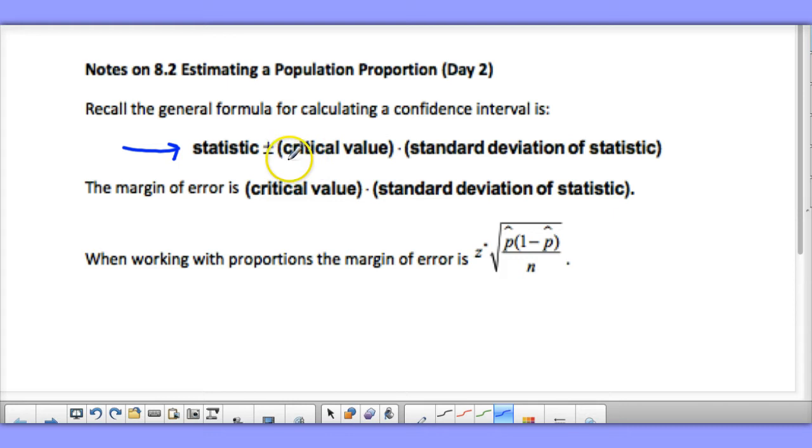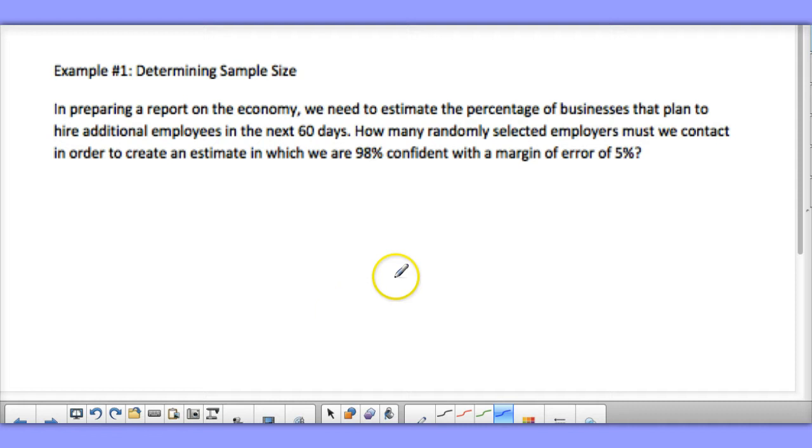Our margin of error is based on our critical value, that's our z-star value, and then we multiply that by the standard deviation of the statistic. Sometimes this is referred to as a standard error. So let's take a look at the first example.